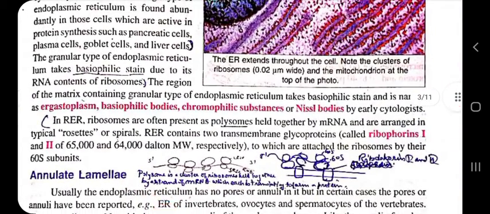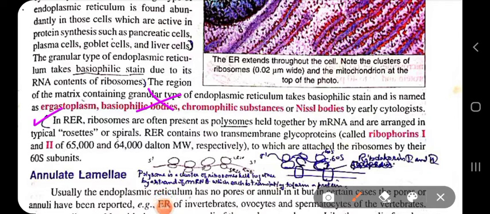Now, I'm not going further with this part because we are discussing the rough endoplasmic reticulum structure and functions. Within the rough endoplasmic reticulum, ribosomes are often present as polysomes. There is not just one ribosome attached. There are multiple ribosomes attached on the membranes of the rough endoplasmic reticulum, attached in such a way that the mRNA is also attached with multiple ribosomes, and the ribosomes are attached with the endoplasmic reticulum and form polysomes.